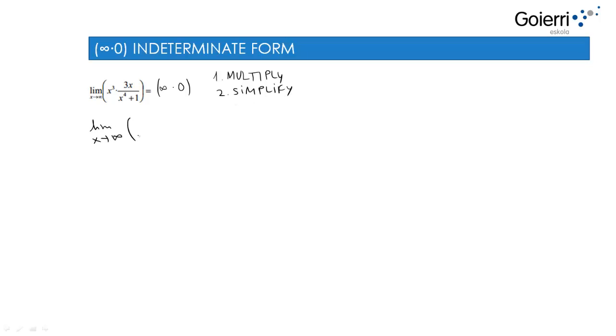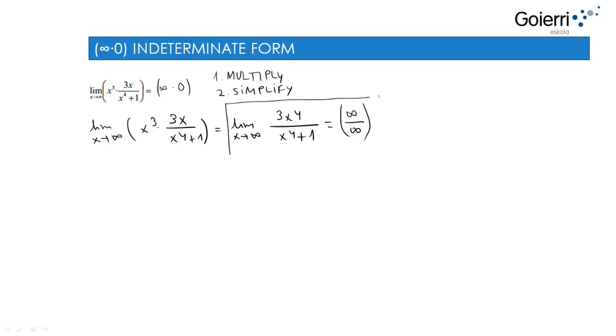Okay, so if we multiplied these two terms, I think it's quite easy in this case. So here we have 3x to the fourth divided by x to the fourth plus 1. Now if we plug infinity into the function, this is infinity over infinity. So if you remember, we have already seen this kind of indeterminate form in the third video. So if you don't remember how to solve this kind of indeterminate form, you can go back and watch video number 3.